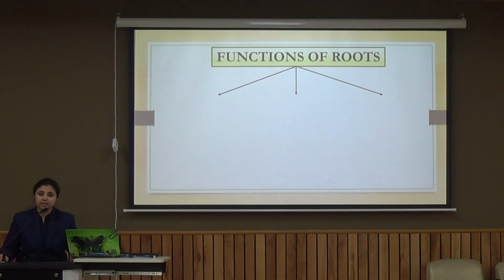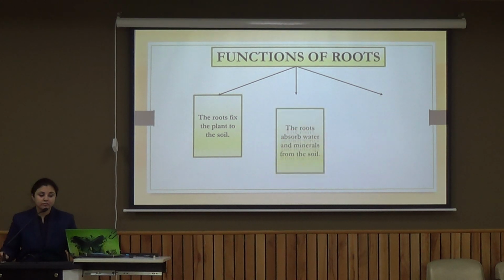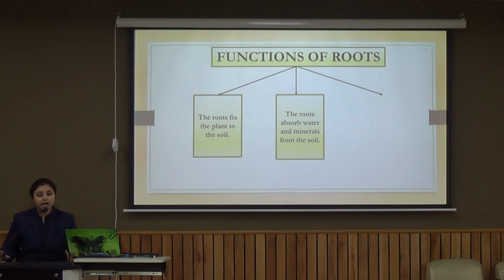Now let us understand the functions of roots. The first function of root is that the roots help to fix the plant in the soil. In thunderstorms and heavy winds, the plant is able to survive because of these roots. The second is that the roots absorb water and minerals from the soil and give them to the stem.